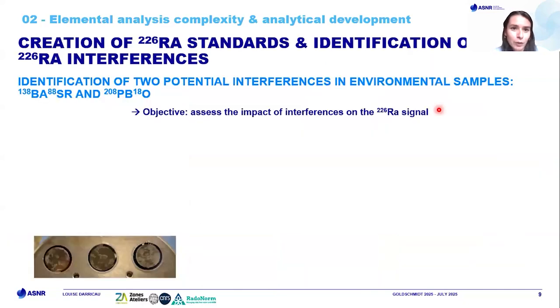Alléon. So for radium, we needed to do our own standard because we didn't have any. And we also wanted to look at some interference that we could encounter in some environmental sample. So, for example, the barium strontium complex, but also the lead oxide from 208 lead 18 oxide, which is really close to the mass of radium.